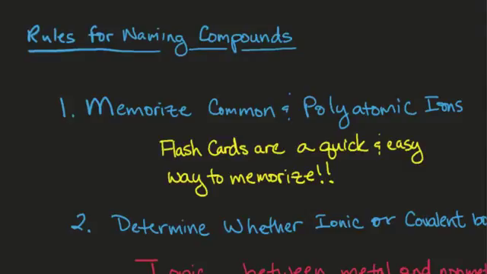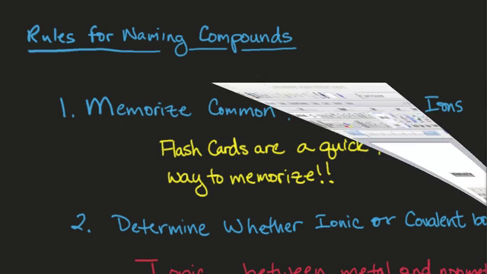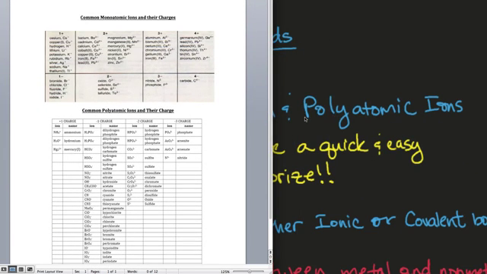Today we're going to look at the rules for naming compounds. First and foremost, you must get familiar with the list of monoatomic and polyatomic ions that I have here. You can find this on the website, but these are the monoatomic, meaning it's got a single element and a charge, and the charges that they tend to have, and some polyatomic ions.